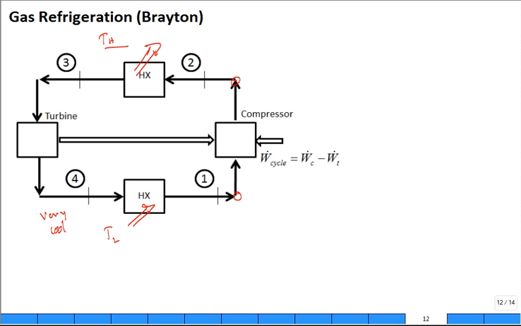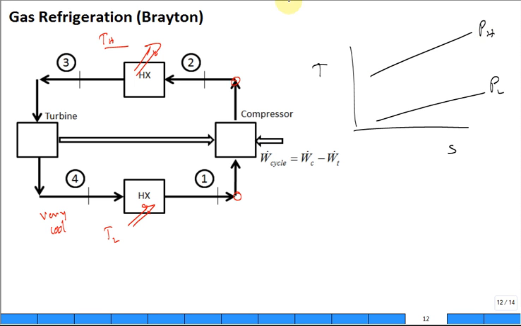Let's sketch it out on a temperature-entropy diagram. We have 2 pressure lines. This is the pressure low, this is the pressure high. We start at state 1 and we compress to state 2. If it's isentropic, great, straight up. We then have the highest temperature. This is the high temperature right here at state 2. You cool it down to state 3. And then you expand it isentropically to state 4. That's the lowest temperature. 2 is the highest, 4 is the lowest. And now you're absorbing heat as you go 4 to 1. So Q in. And this would be Q out.